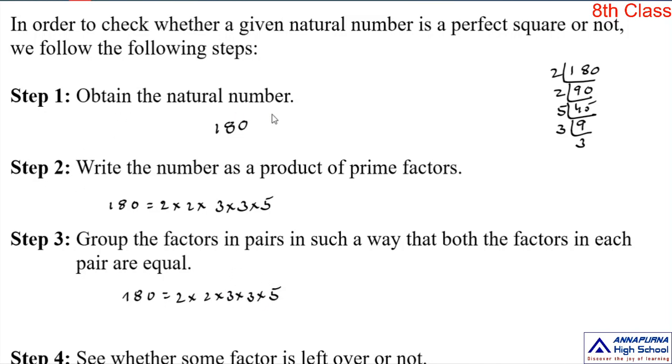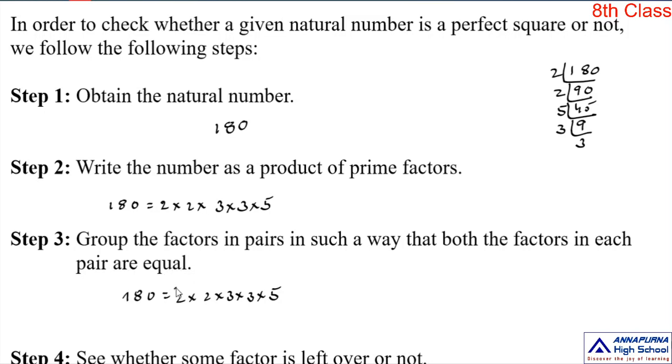So the first step, obtain the natural number. That natural number is 180. Step 2, write the number as a product of prime factors. Here, yes, this is the product of prime factors. Now step 3, group the factors in pairs. In that pair, both the factors in each pair are equal.